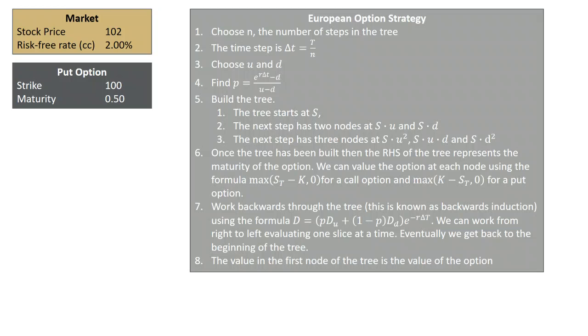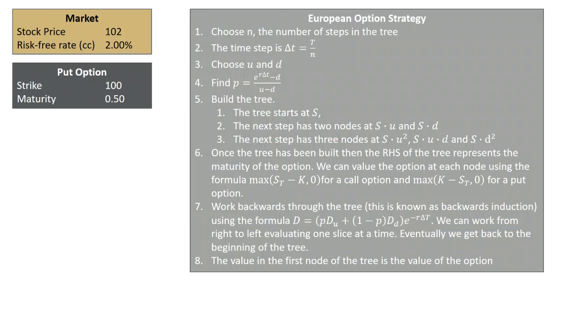So first, let's quickly review the strategy for a European option. We choose the number of time steps. We figure out the time step, which is delta t, the maturity of the option divided by n. We choose U and D. We find the probability. We build the tree. The right-hand side of the tree represents the maturity of the option, so we value the option at each node.